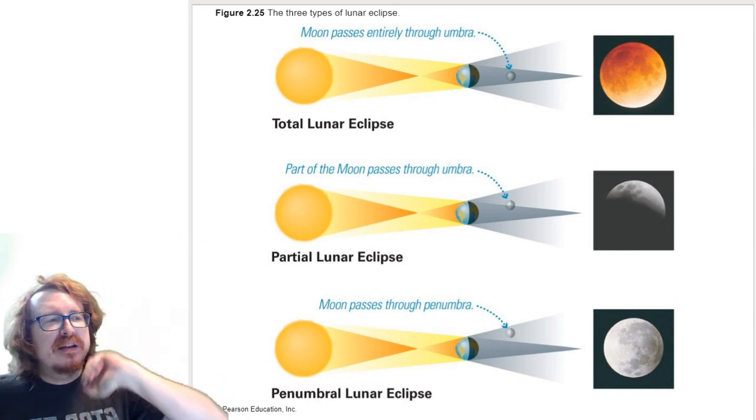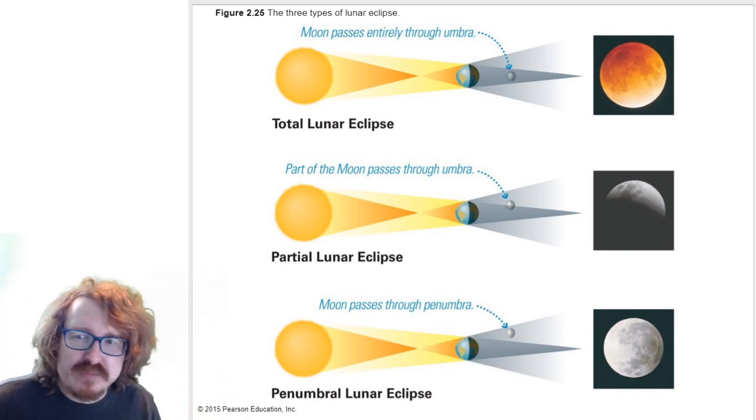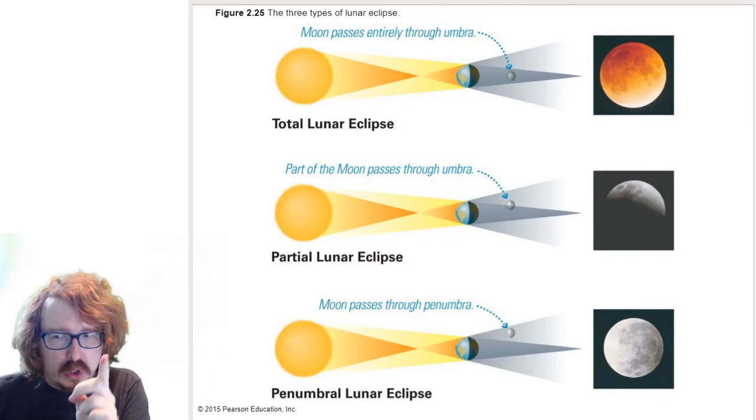Okay? Now, here we go. That's the types of lunar eclipse. Let's talk about the types of solar eclipse. Okay?